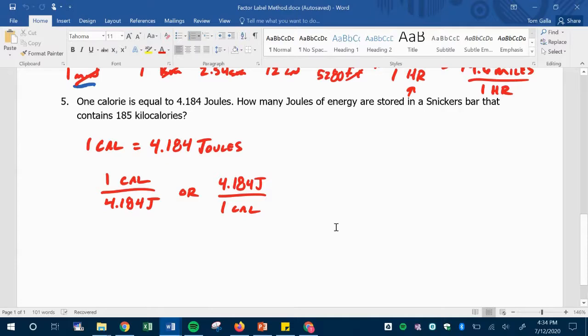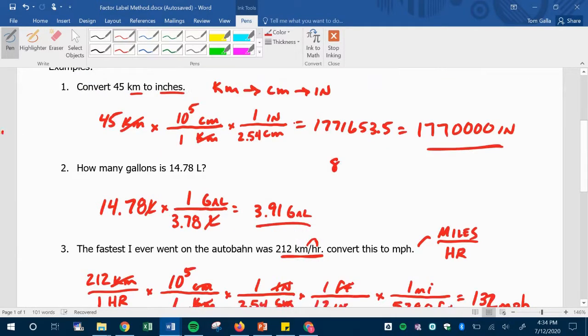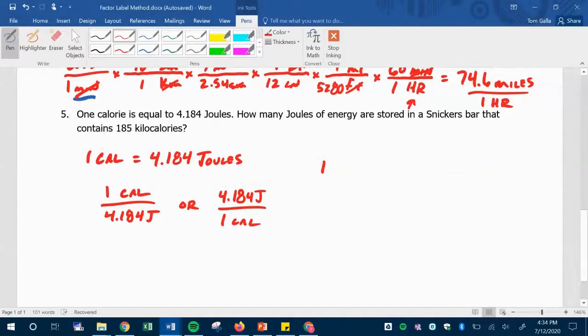All right, so now as we're getting started, we should be with our 185 kilocalories. And we need to first convert kilocalories to regular calories.